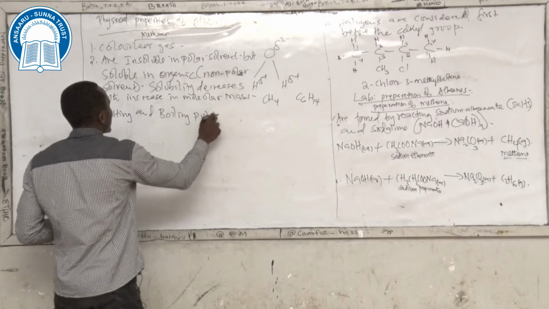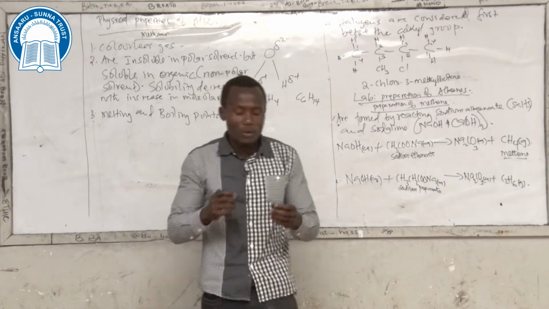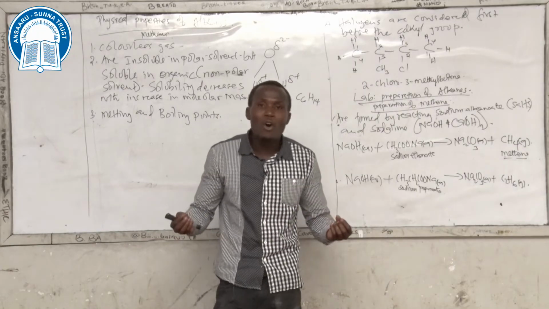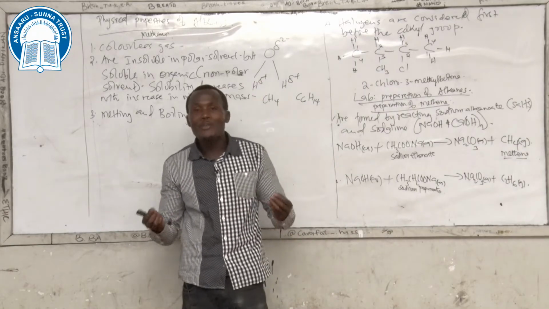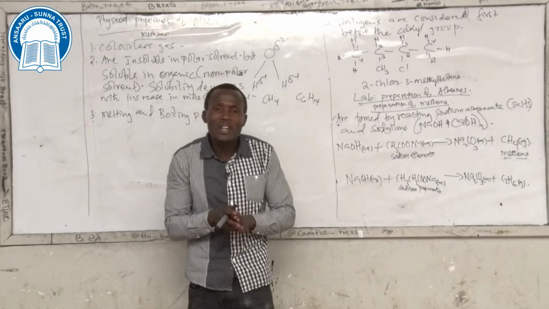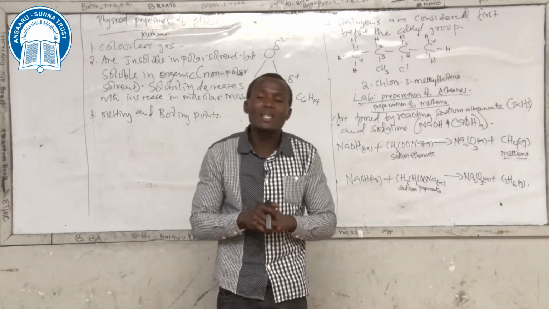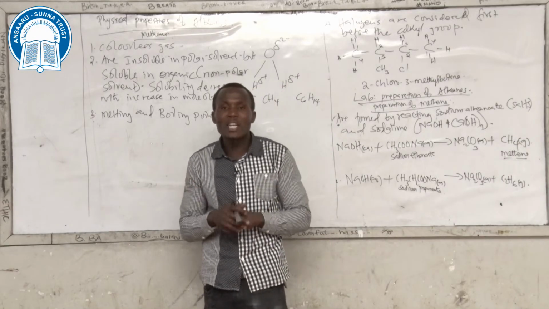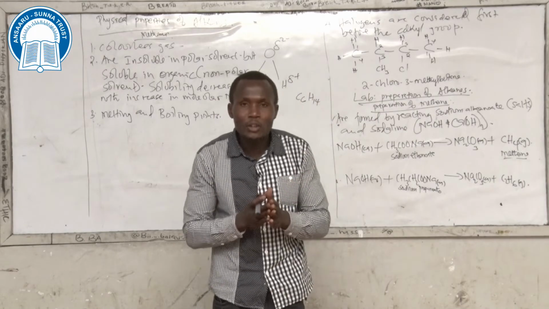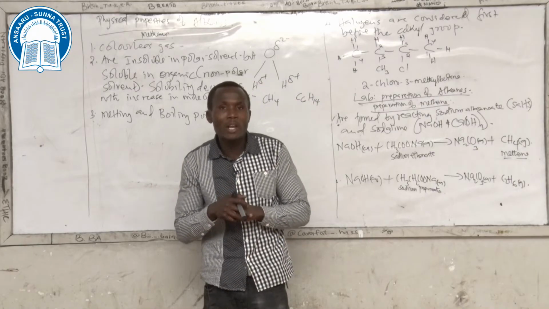What determines the melting and boiling point of a substance is the force of attraction existing either between the molecules, or between the atoms, or between the ions. If we have a strong force of attraction between these particles, we are expecting that substance to have high melting and boiling points. But if it has weak forces of attraction, the substance is going to have low melting and boiling points.